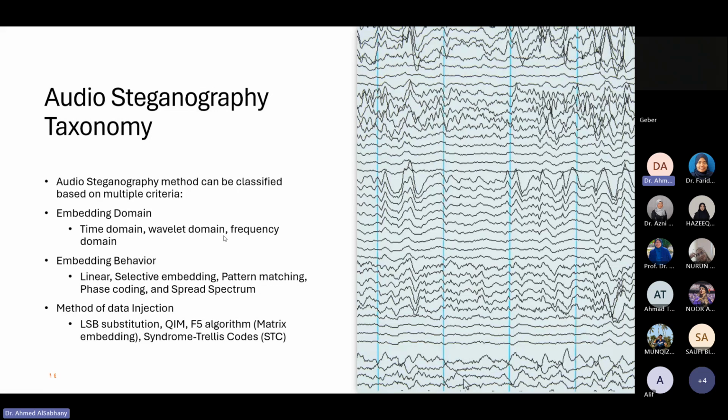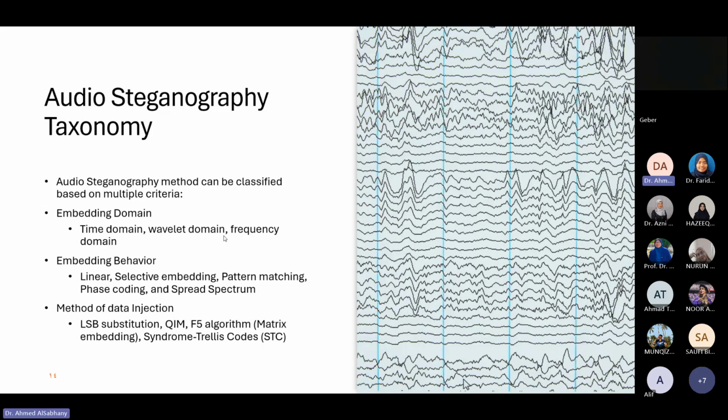However, to be concise, we can say that time domain uses the spatial or the temporal representation of the signal, meaning that for each second we can see what are the bits or the samples that represent that second, and we can work on these representations of data to embed the message.